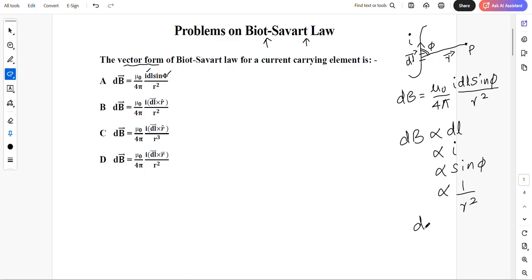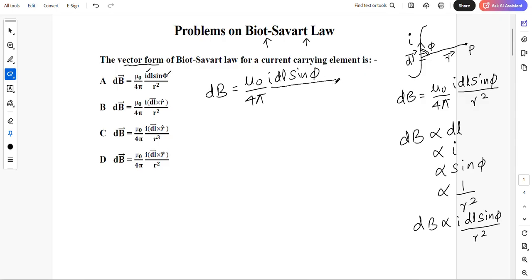I can write this dB is proportional to I dl sin phi by r square. If I remove the proportionality sign, I can write dB is equal to mu naught by 4 pi I dl sin phi by r square. But this is not in a vector form. This is the magnitude.